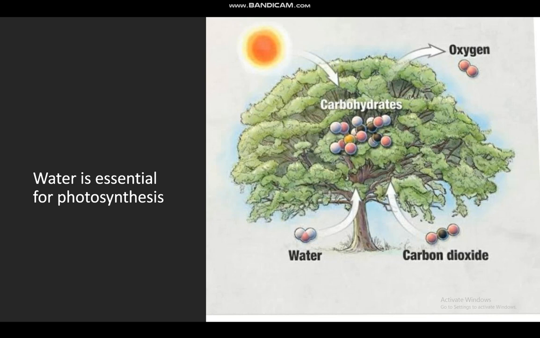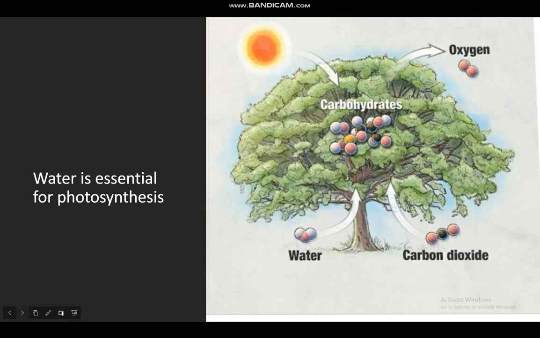As we know, water is important for plant growth. For photosynthesis, water acts as a reactant in the equation of photosynthesis. Water contains hydrogen and oxygen, and light energy is used to break down the bond between hydrogen and oxygen. Then hydrogen reacts with carbon dioxide to form a glucose molecule.